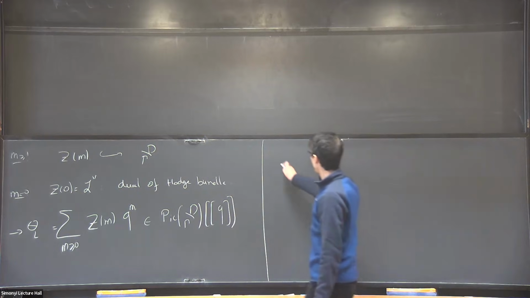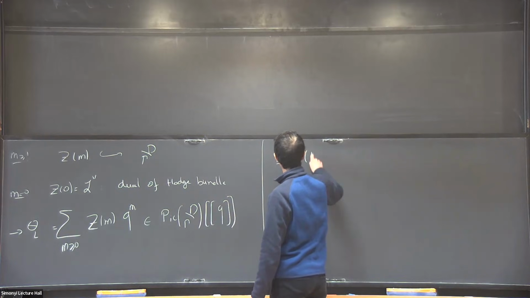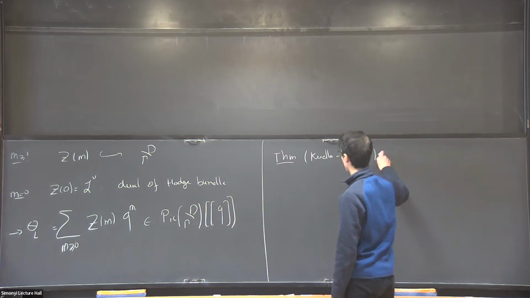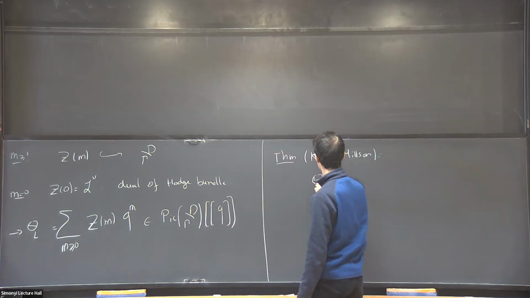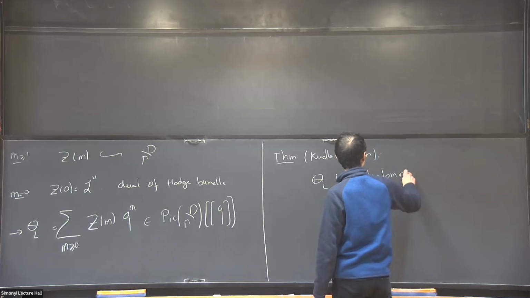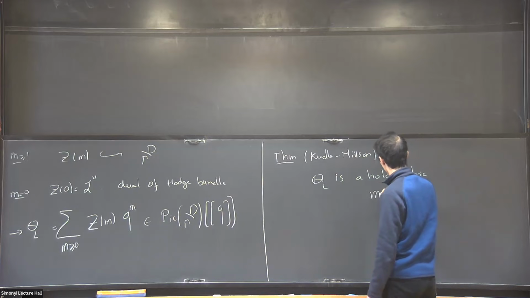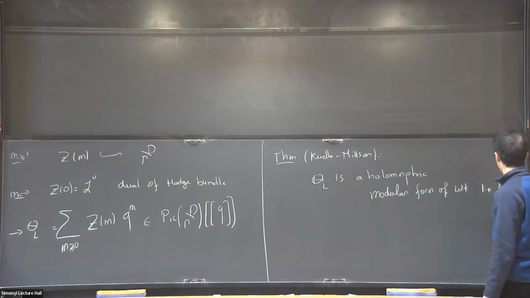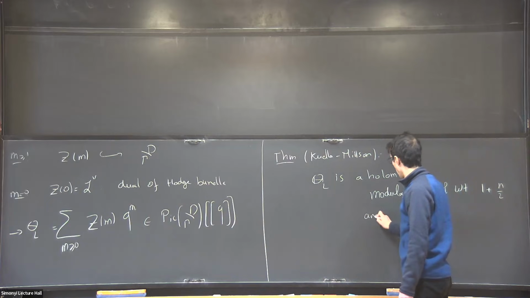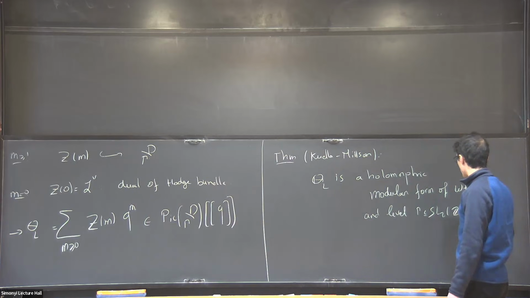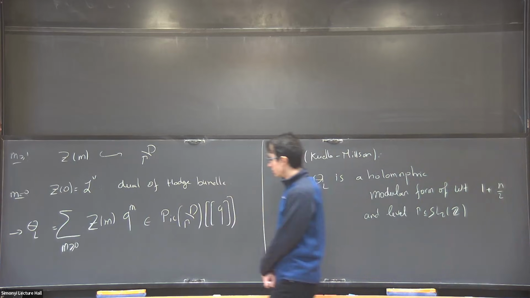And the theorem of Kudla and Millson is that this generating series is in fact a holomorphic modular form of weight 1 plus n over 2, and level some congruence subgroup gamma of SL2(Z).